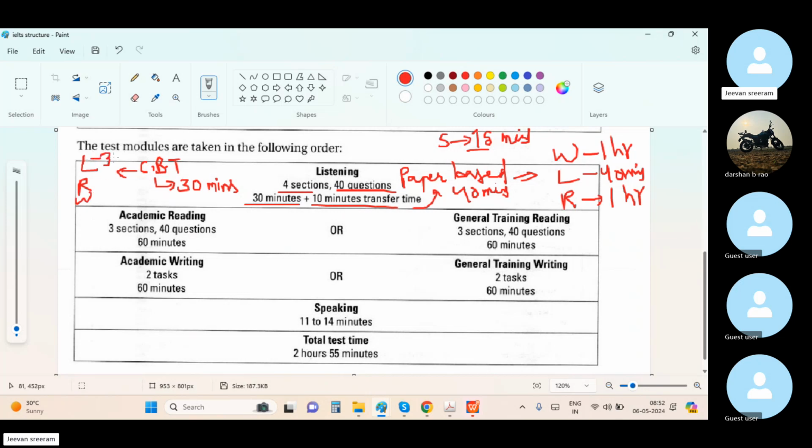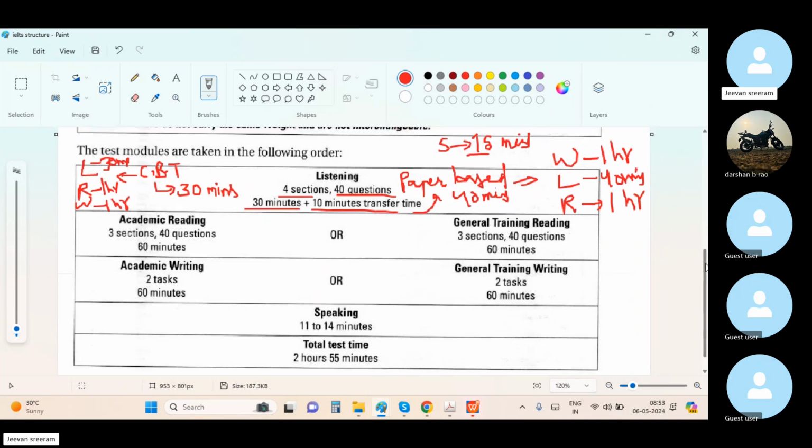Listening only 30 minutes. Am I right? Reading 1 hour. Writing also 1 hour. Speaking again on a different session, on a different day, right? Clear? Are you all able to follow the things so far? Are you all with me?